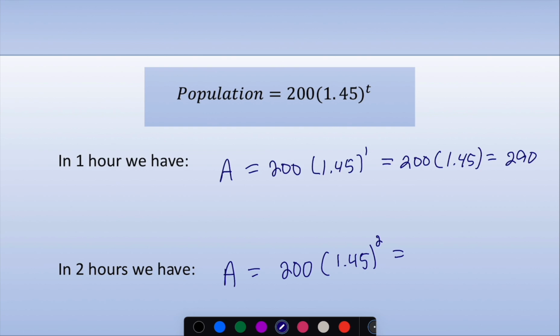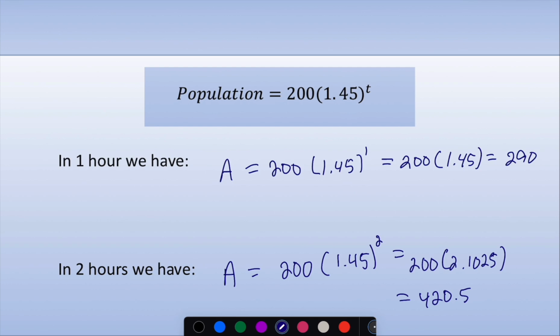So we would have to do the 1.45 to the second power or squared first. So it'd be 200 times 2.1025. And it should be more than 290 because it's growing again that next hour. So 200 times 2.1025 is 420.5.